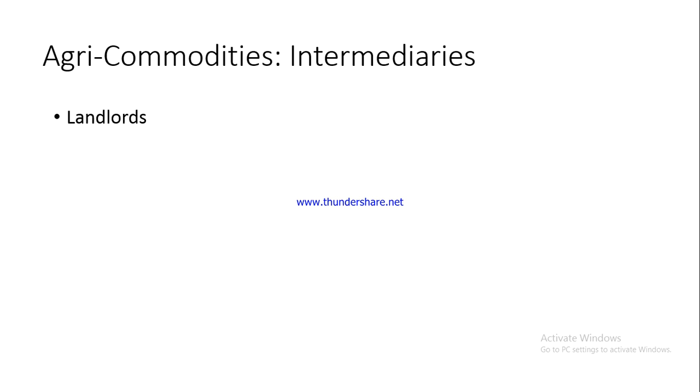Now, one intermediary is the landlord. I have talked about the tenant farmers, who work in the fields of the landlord, and in lieu of that they pay the landlord either in cash or in kind. In kind would mean that they give part of their produce to the landlord, and the landlord would then further sell it to some other trader or the wholesaler. So landlords are one kind of intermediary in the agri-commodities market.